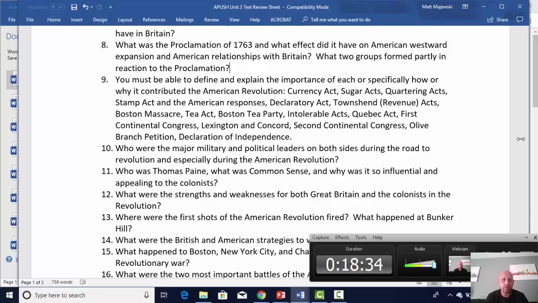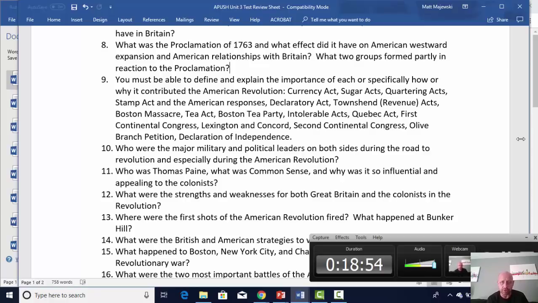Number 11, who was Thomas Paine? What was Common Sense and why was it so influential? Thomas Paine was an American propagandist. He wrote a famous pamphlet known as Common Sense. It really appealed to colonists that they needed to declare independence, that they could not accept peace, that there was no going back.